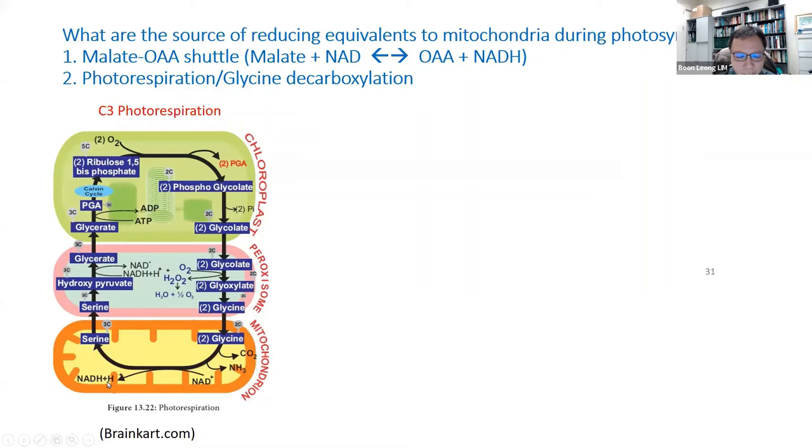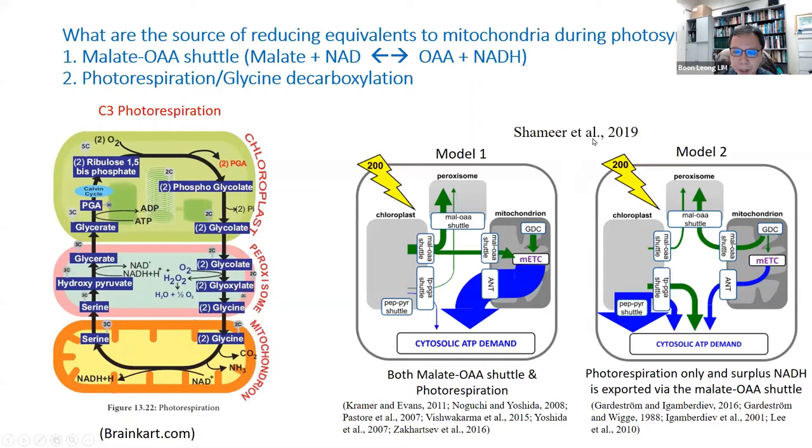So in this 2019 paper, he proposed two models. Model one is that both glycine decarboxylase in the mitochondrion and the malate-OAA shuttle could feed reducing equivalents to the mitochondrial ETC to generate ATP. In model two, the GDC produces a lot of NADH, which exceeds the capacity of the mitochondrial electron transport chain, so that the surplus NADH has to be exported via the malate-OAA shuttle to the cytosol. So in model one and model two, you can see that the directions of the malate-OAA shuttle are opposite.